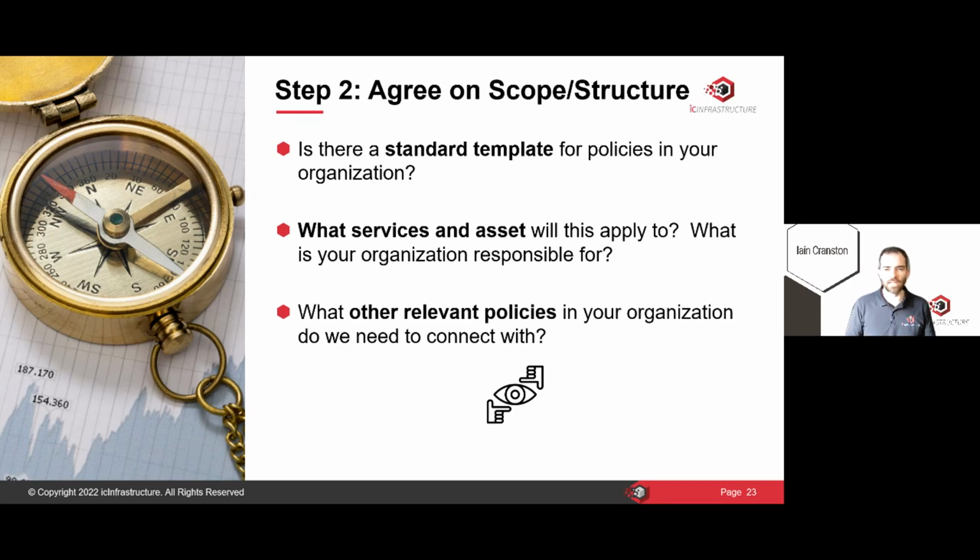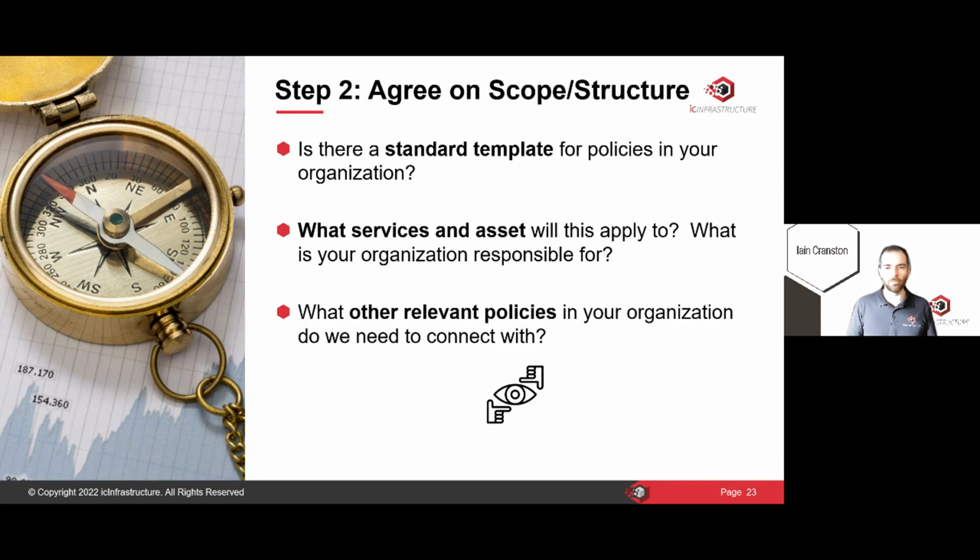What services and assets is this going to apply to? When we think about asset management across the organization, what's involved in this? Like, what services do we deliver? What are all the different assets that we're responsible for and we're trying to look after? We need to agree early on in our process what the scope of this policy is. If we've got time at the end, there's a couple of interesting stories I can share on that as well.